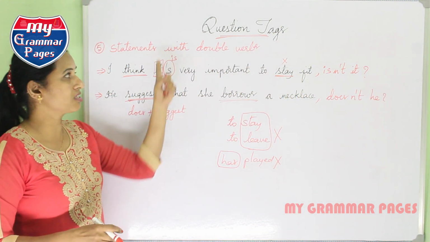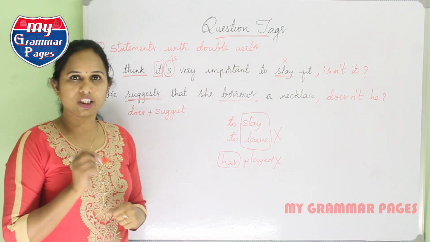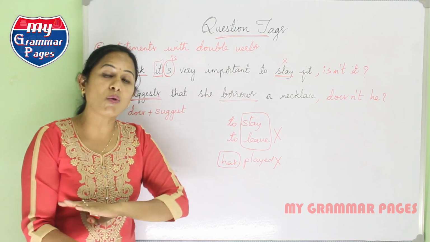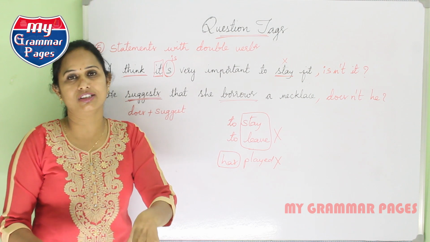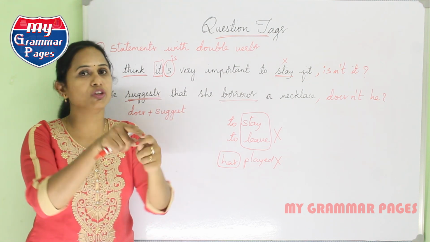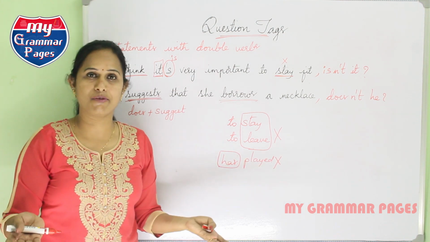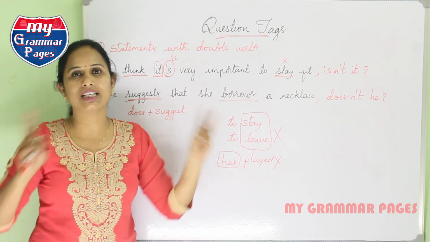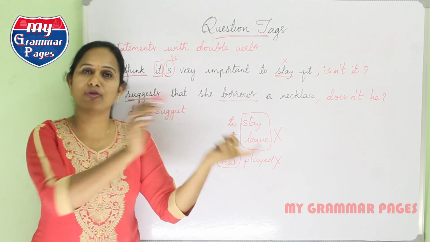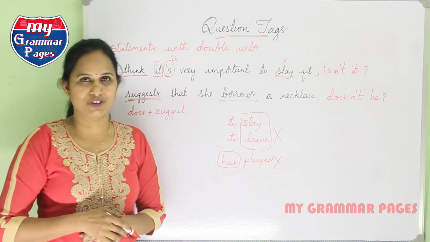This is all about the statements with double verbs. You need to see where the focus is laid more, on which verb the focus is laid more. For that particular verb, you need to take the two forms. If it is a helping verb, just take the same verb. Otherwise, if it is a main verb, split that into two, one auxiliary verb and the other main verb.